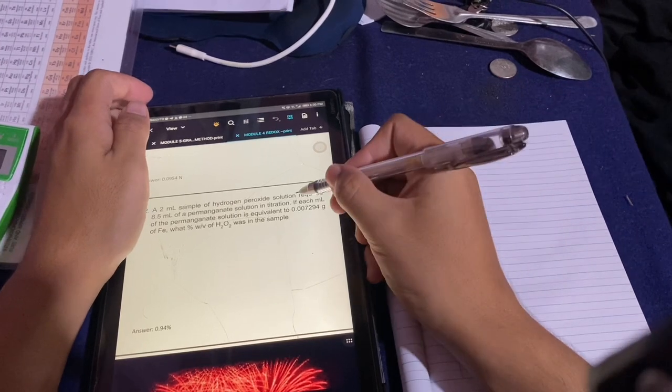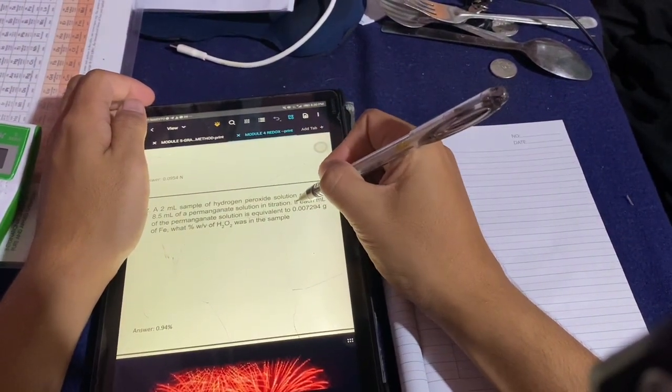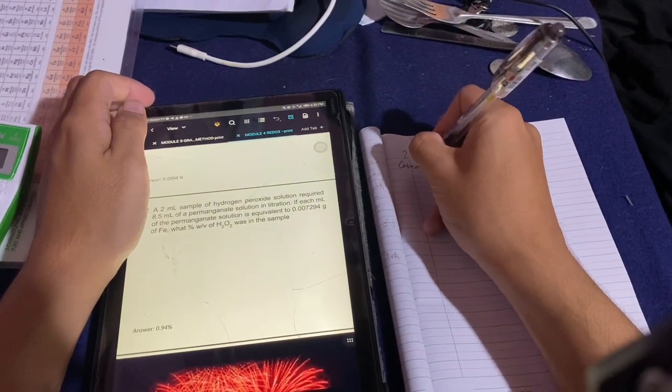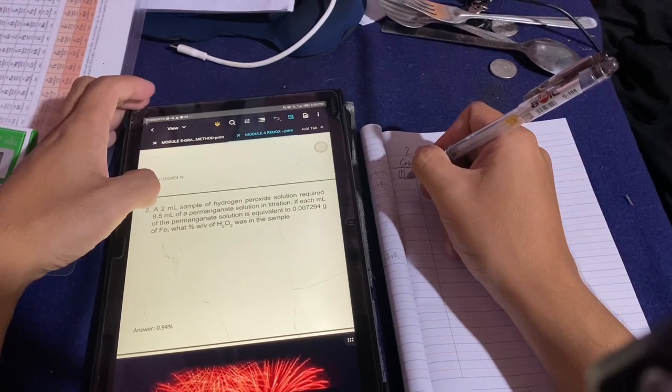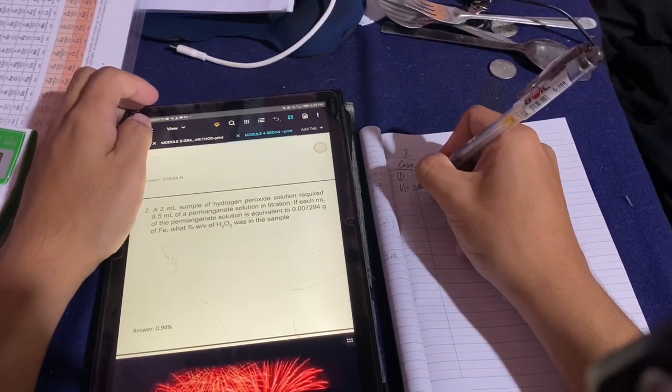As you see, guys, it looks like we have two statements. The first statement ends here, then the second statement starts here. So that is our given. What we will do is write down the given. For the first statement, the given is the volume, volume 1, which is equal to 2 mL.